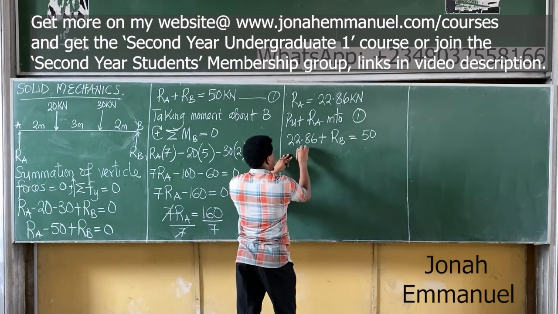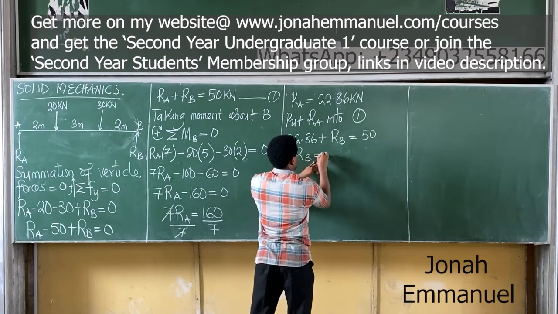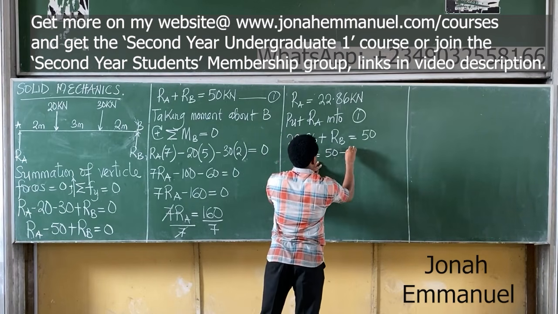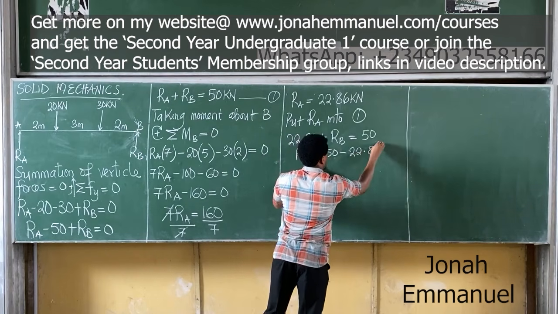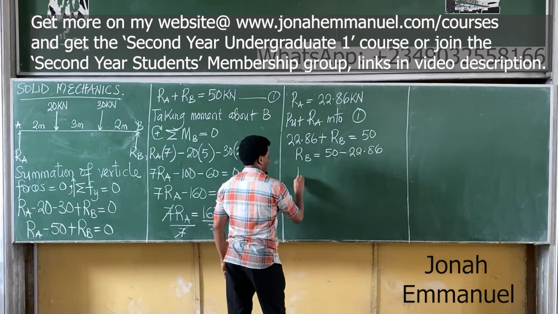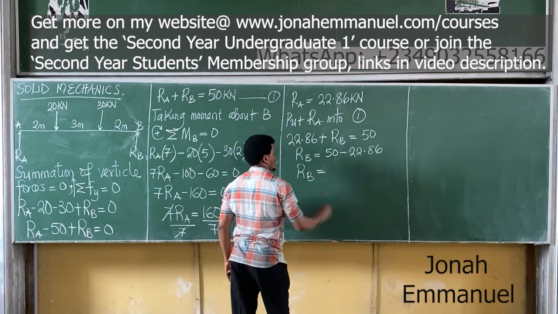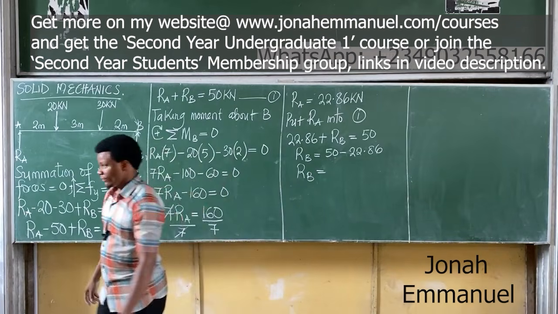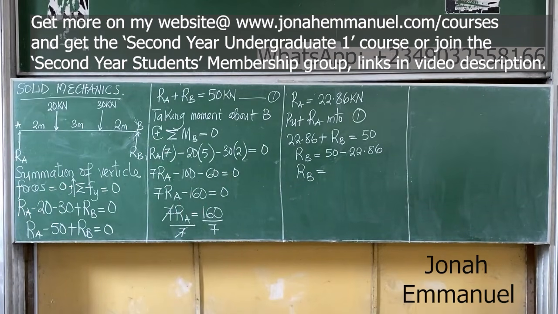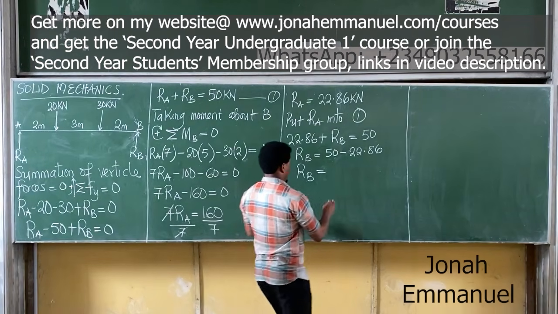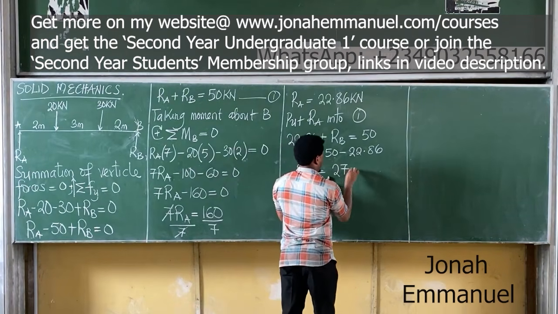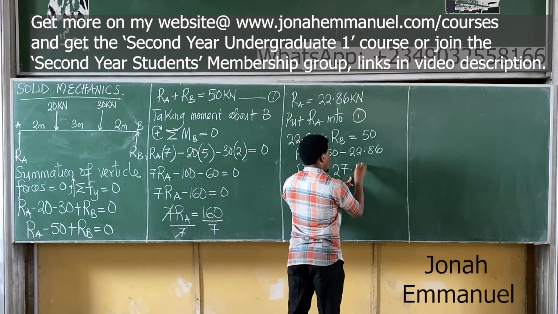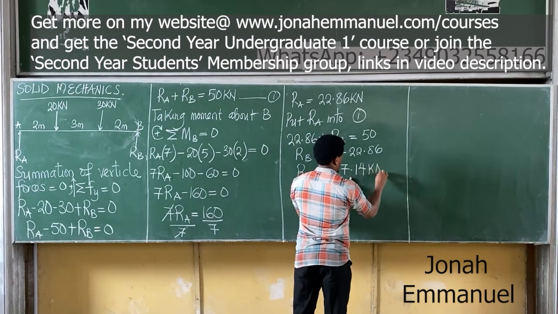I'll now have that RB is equal to 50 minus 22.86. I'll now have that RB is equal to, please give me the value. Please hang on, I'm coming. Yes, you have what there? 27.14 kilonewton.